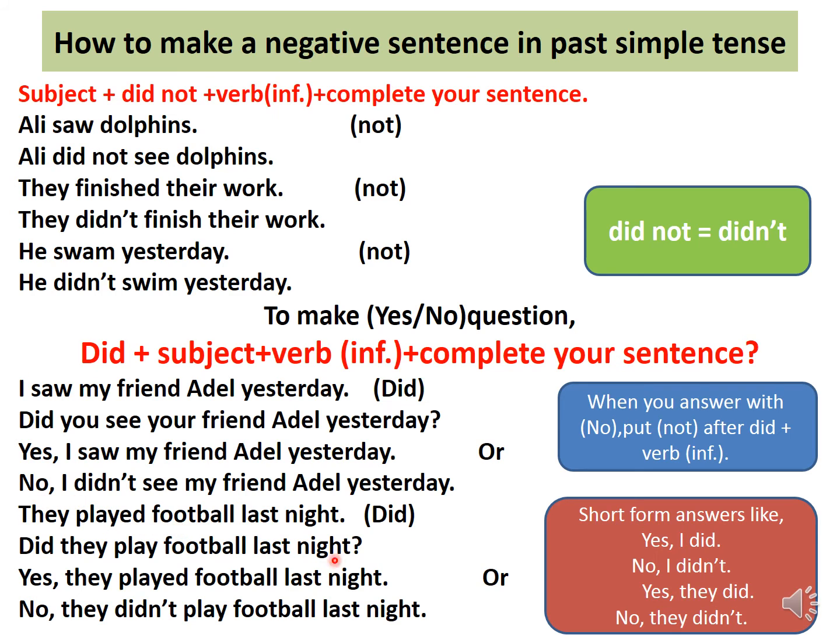They played football last night. Start with did. Did they play football last night? Yes, they did. Short answer. Or no, they didn't. If I want a complete answer, yes, they played football last night. Or no, they didn't play football last night. So short answer or short forms like this. For the complete one, you have to complete the sentence, right? Yes, then the subject and verb. So pay attention, please.